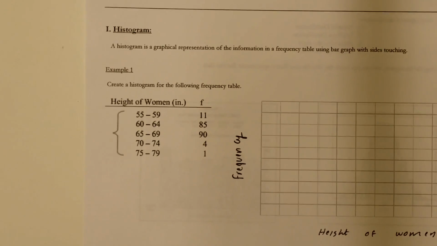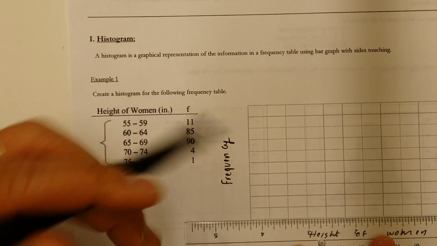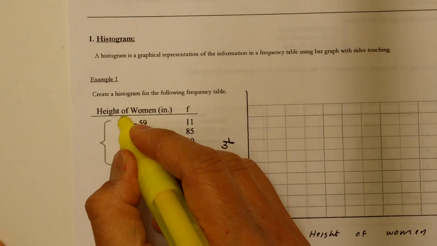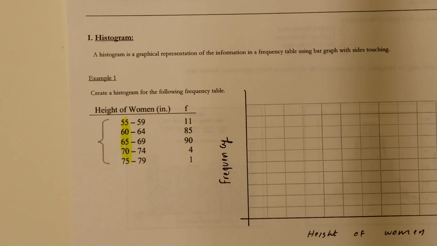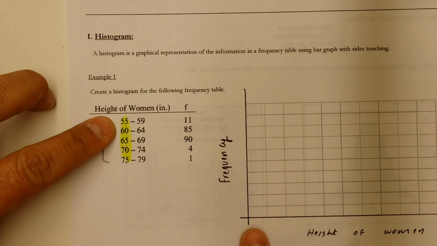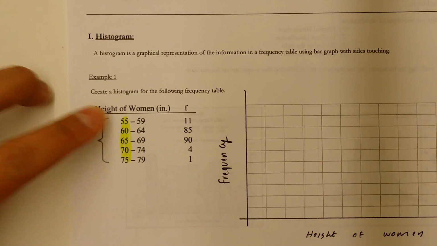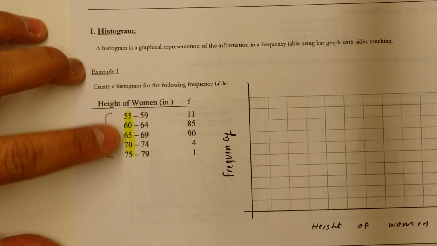I'm just going to highlight the x-axis and the y-axis so that they stand out. So this is our x-axis, and this is our y-axis. And we're going to use the lower limit. Now there are a few ways to make a histogram. One way is to use the lower limit of the height of women. Another is to use the boundary, and another is to use the midpoint. So there are three different ways, but I'm going to show you how to do it using the lower limit.